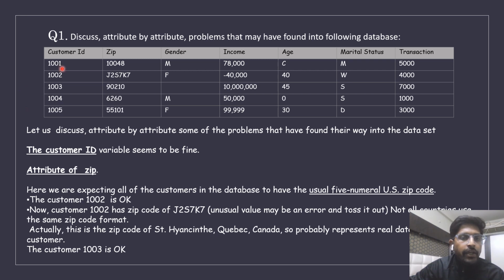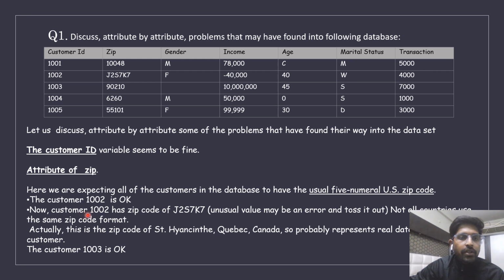For the first column, that is customer ID, it seems to be fine. There are no problems in the customer ID field. Now let's check the zip code. Here we are expecting all the customers in the database to have the usual 5-digit US zip code. So customer 1001 is okay.